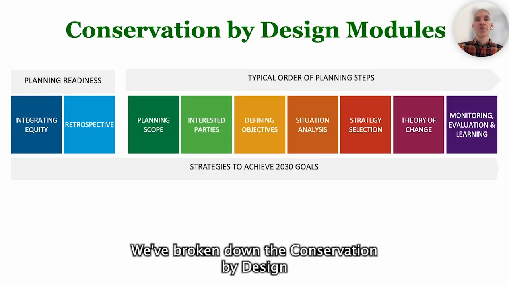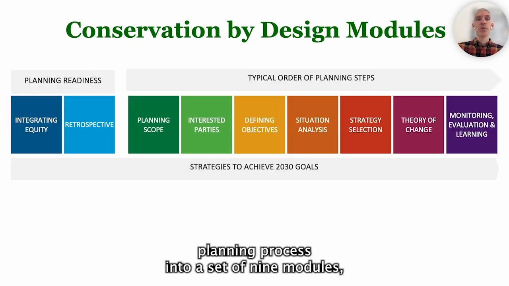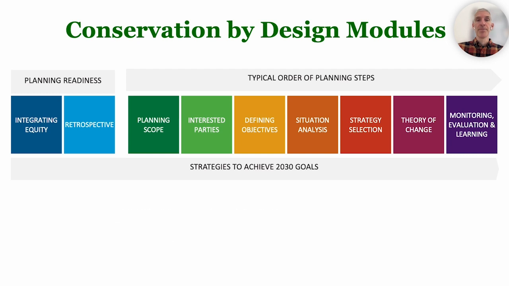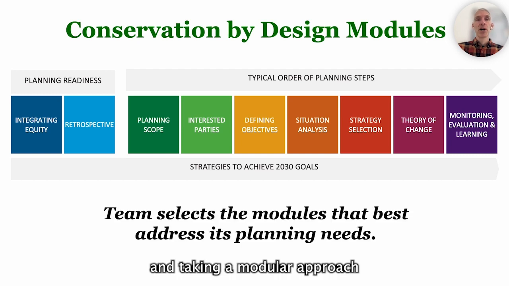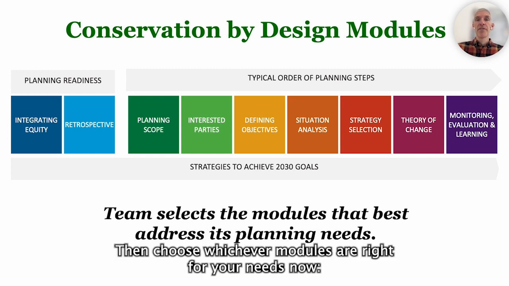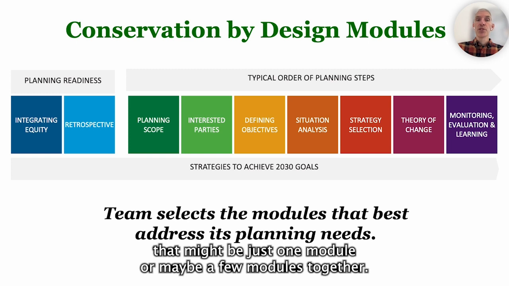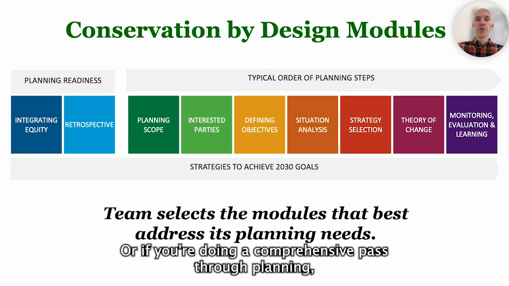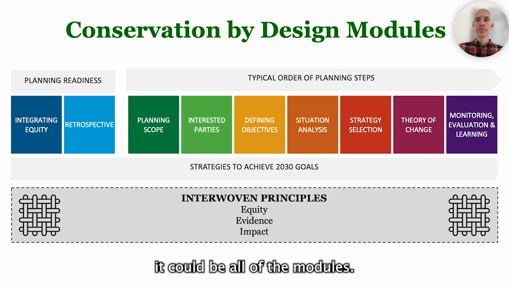We've broken down the Conservation by Design planning process into a set of 9 modules. In taking a modular approach, the idea is that your team determines its planning needs, and then chooses whichever modules are right for your needs now. That might be just one module, or maybe a few modules together. Or if you're doing a comprehensive pass-through planning, it could be all of the modules.